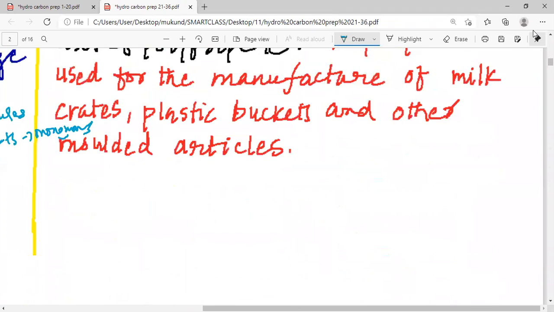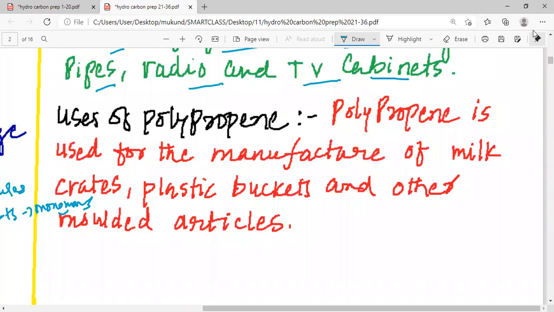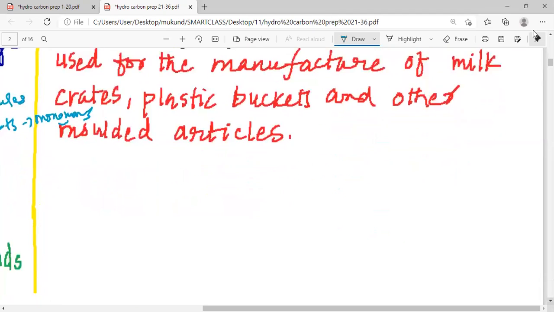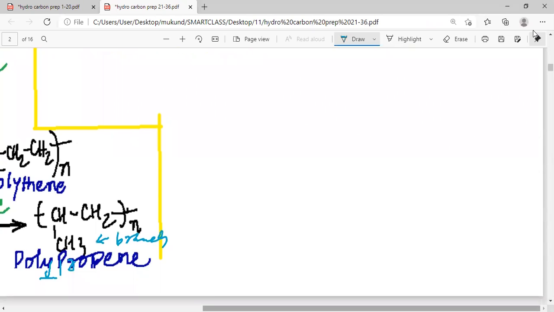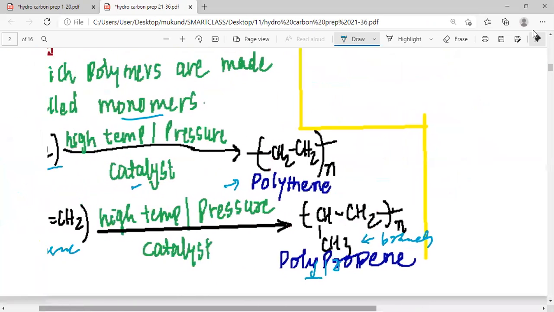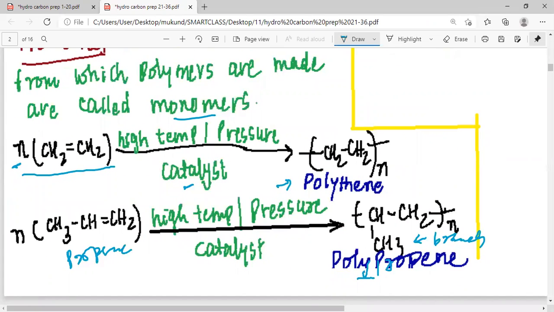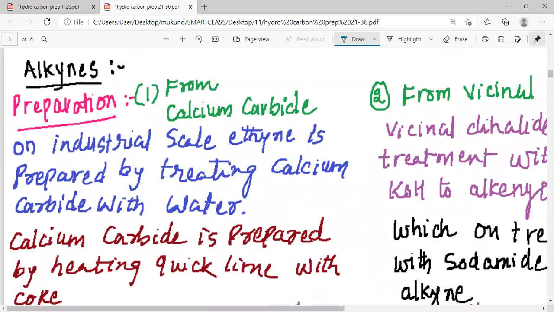Now, my dear students, we are going to study the uses of polypropylene. Polypropylene is used for the manufacture of milk crates, plastic buckets, and other molded articles. So this is how we studied the various uses of polythene and polypropylene, and that is how we complete our discussion about the alkenes.